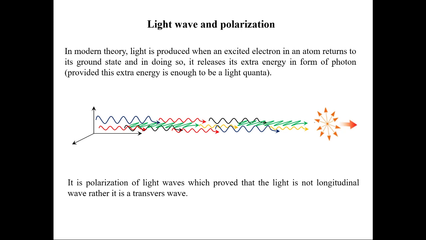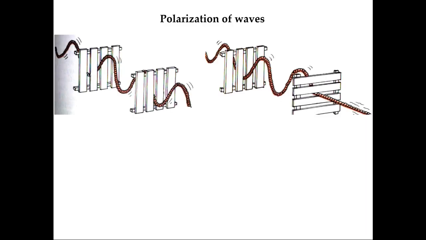Therefore, a polarized wave is the one which has electric vibration along a single direction perpendicular to the direction of propagation of the light wave. And the polarization is possible only with transverse waves. Here you see that the transverse waves in a rope can easily transmit through these two slits if the cuts of these slits are along the direction of vibration of the rope.